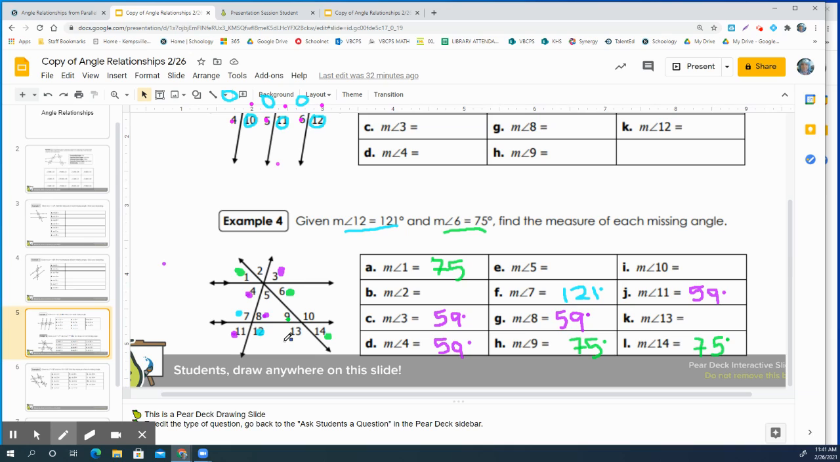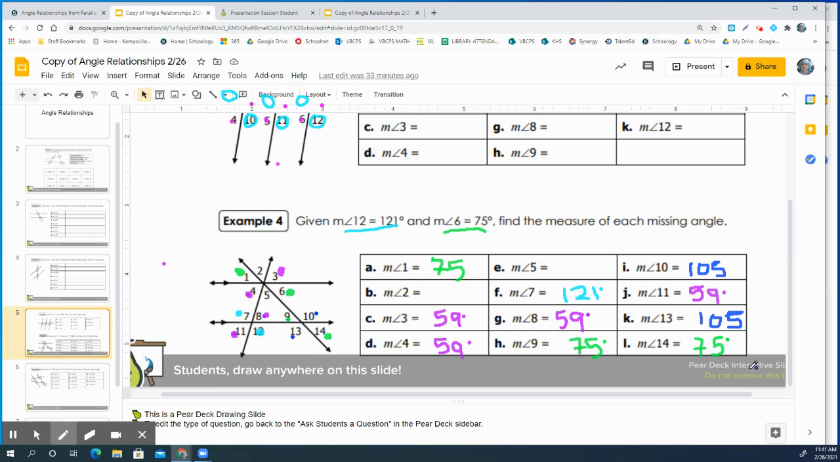105, why 105? Absolutely, so the hidden math here is these make a straight line. So 13 plus 14 equals 180, and 14 plus 10 equals 180. Each of those linear pairs, each of those pairs that make a straight line, add up to 180. So 10 and 13 are both 105.